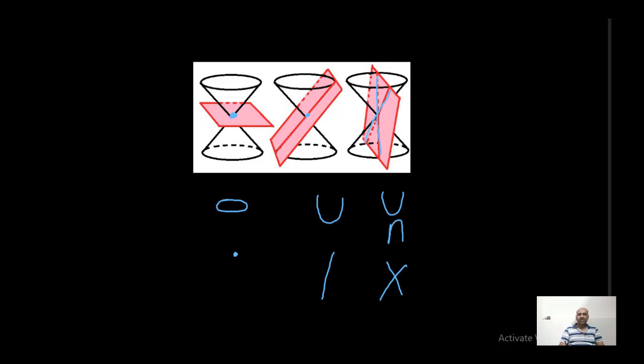That's why point, line and intersecting lines are also conic sections only, but special types of conic sections, which we can call degenerate conic sections. So finally, what is the conclusion? There are two types of conic sections. One is non-degenerate. Second one is degenerate. So here we have 4, here we have 3, totally 7 conic sections.